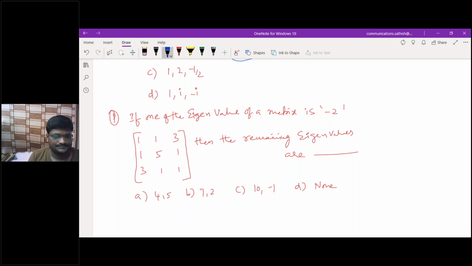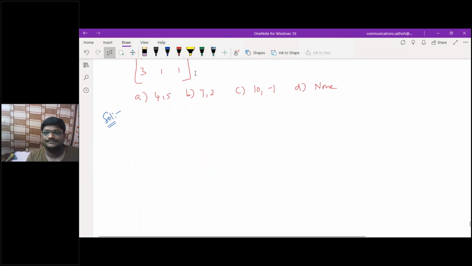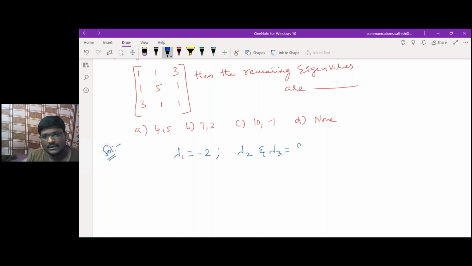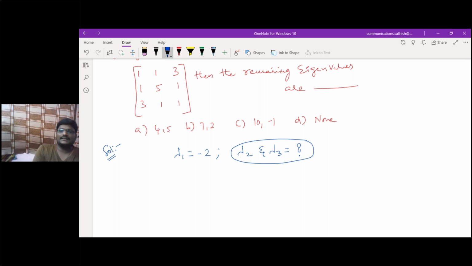Come on, try to solve this one. What will you get? Yeah, they gave one of the eigenvalues of the matrix. That means lambda 1 is given as -2, and they are asking for the lambda 2 and lambda 3 values for that matrix. Am I correct?